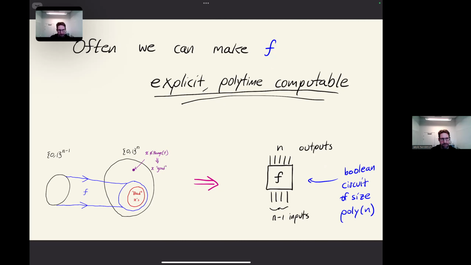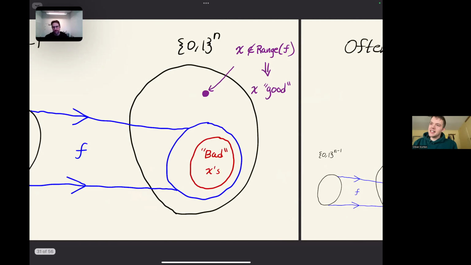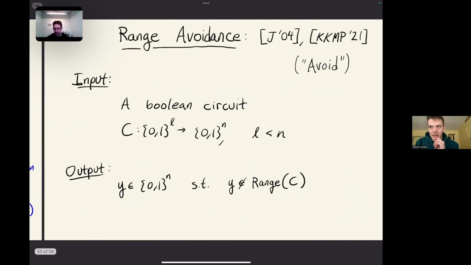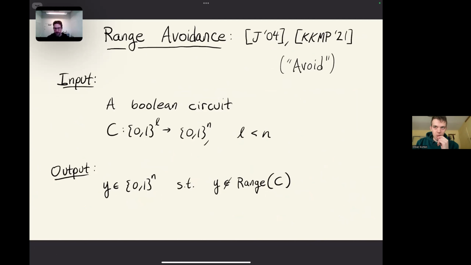So the point is, if we get to this situation with our explicit construction problem, where we've shown that the set of bad x's is small by exhibiting explicitly a function which covers all the bad x's using strings of a smaller length, then I can define this problem where I give you the function f, which has fewer input wires than output wires, and it has the property that anything outside its range is a solution to your problem. From this, we can define the following problem, which is called range avoidance.